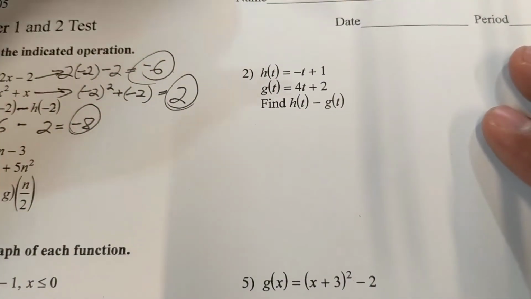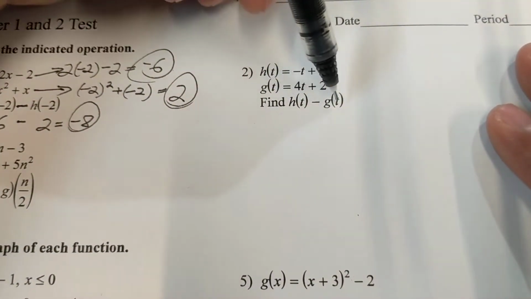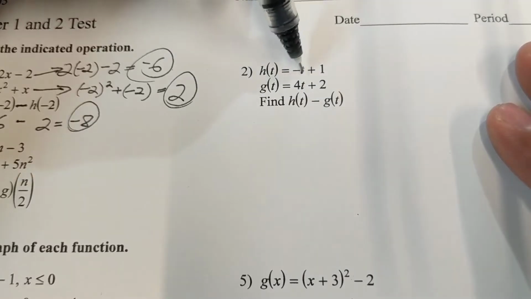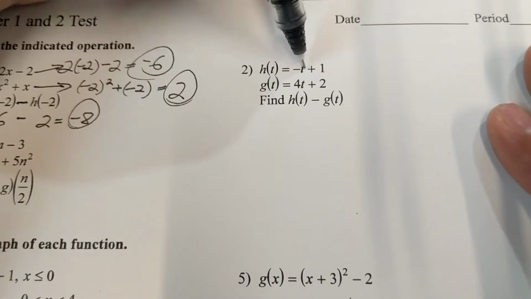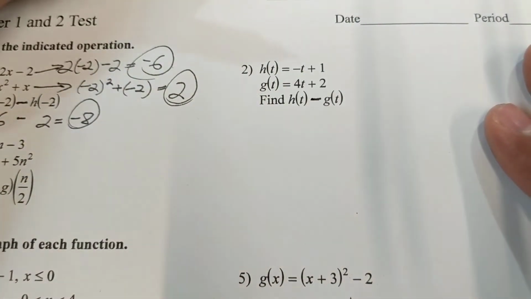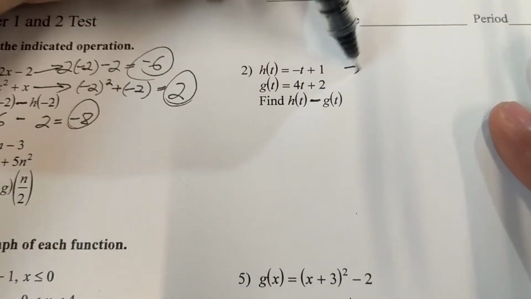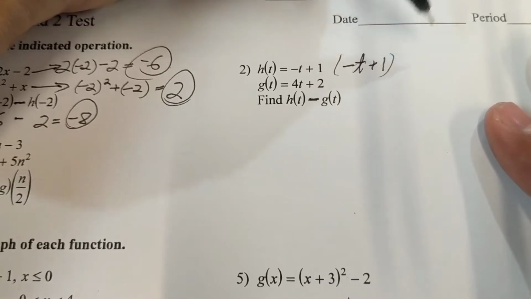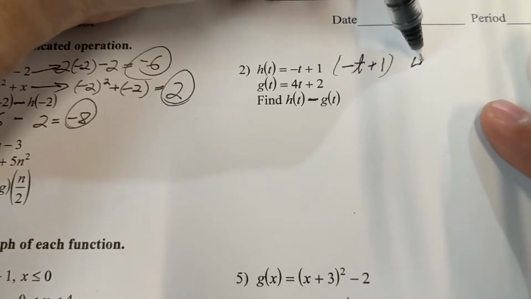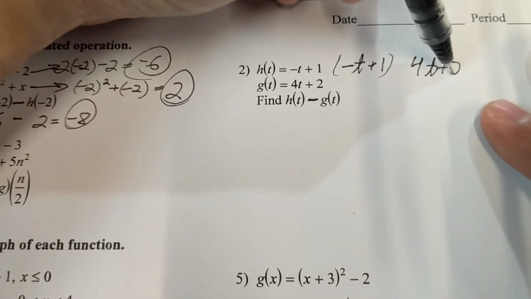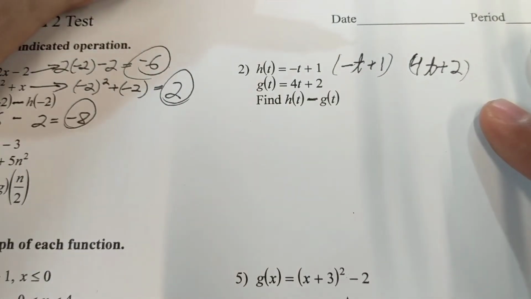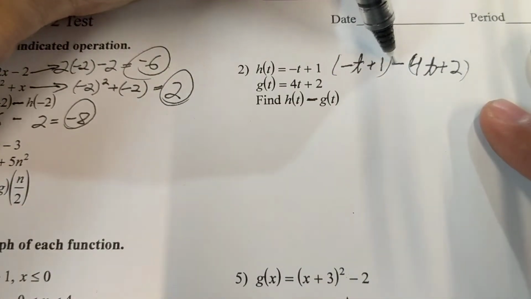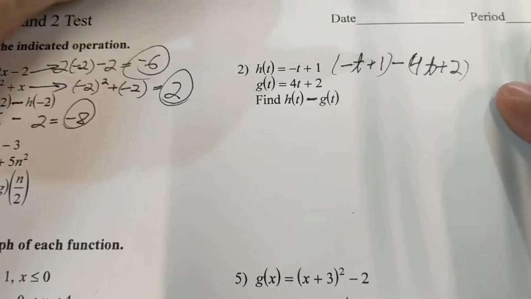On number 2, a quick take, we would say h of t minus g of t. We're just shooting t's in there, but they're already functions of t, so it's not really doing anything, so we'll just subtract them as they are. So we have -t plus 1, minus 4t plus 2. Subtracting them, and then we'll just put the like terms together.